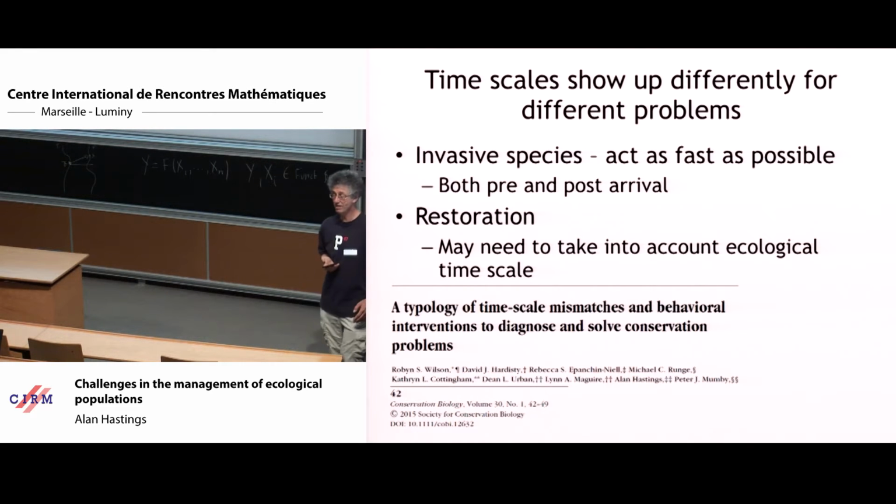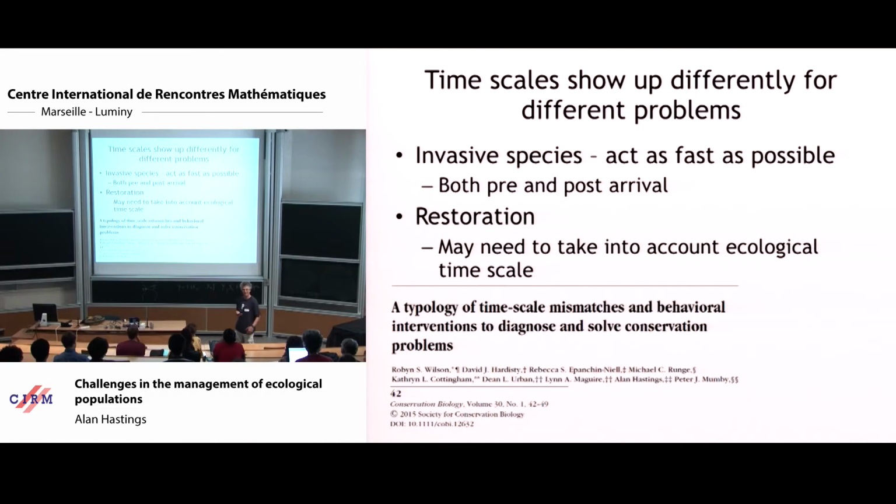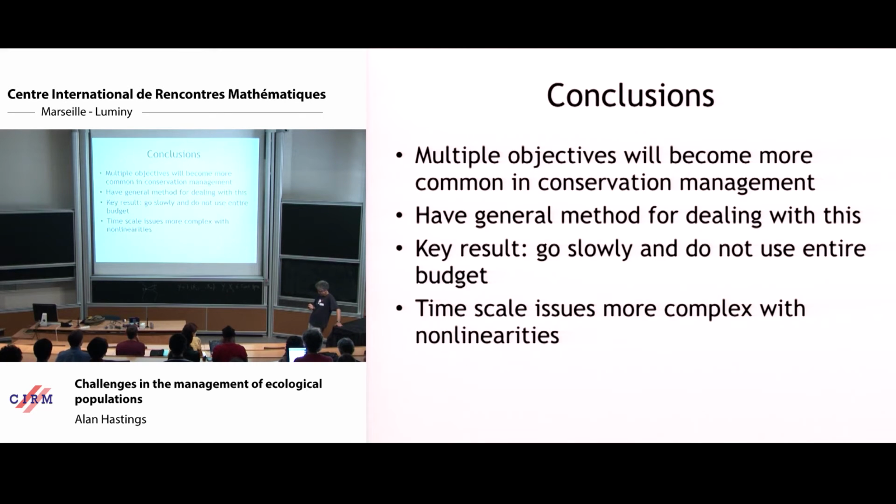And you can think about sort of converses of this problem. There are times where you have to act faster, and the human timescale can't act as fast as the biological timescale. You could think of things like Zika, Ebola, etc., white nose syndrome in bats, things like that. So at this point, I've got some tentative conclusions, which are that we have a general method for dealing with this. The key result is grow slowly and not use the entire budget.